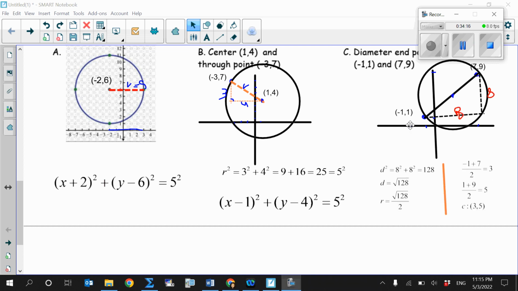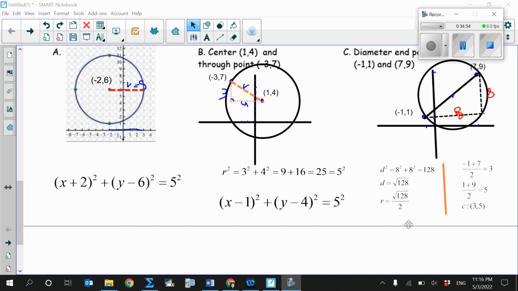So we have the x values, -1 and 7. Add them, divide by 2. It's 6 divided by 2, 3. Then the y values, 1 and 9. Add them. 10 divided by 2 is 5. So this is going to be the x of the midpoint, and this one will be the y of the midpoint. So the x's add together, divide by 2 for the x of midpoint. Y's add them and then divide by 2. That's going to be y of the midpoint. Anyway, so we find it, and the circle has this center. Now we can easily write the equation.